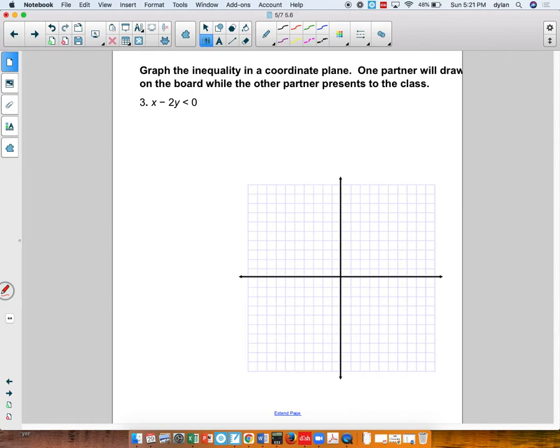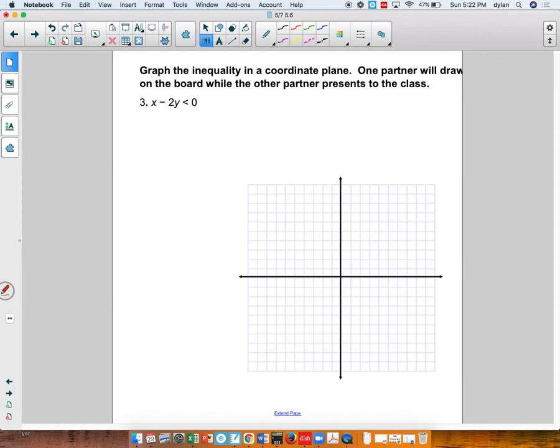So let's look at another example here together. x minus 2y is less than 0. Now, when you see that less than sign, that might tell you that, hey, I think we're going to shade below this line. And what you're going to find is that actually, in this problem, turns out to not be the case. And so we're going to look at an example of that right now.